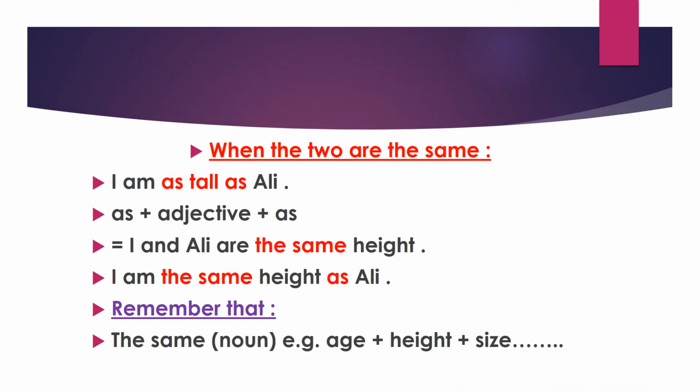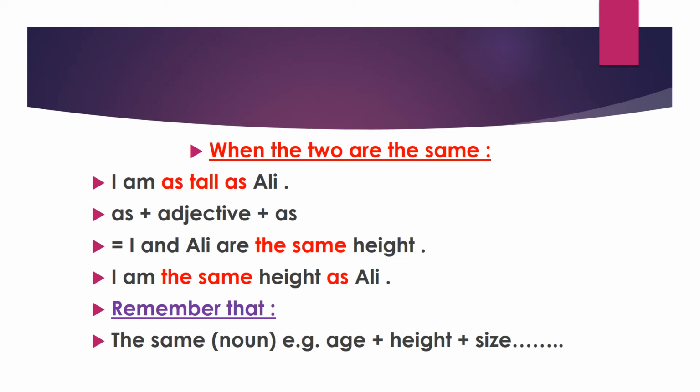Another point, when the two are the same, I am as tall as Ali. Here I used as plus the adjective plus as. But remember that we must use the base form of the adjective between as. I can't say as taller as or as tallest as. We said as tall as. That equals I and Ali are the same height.